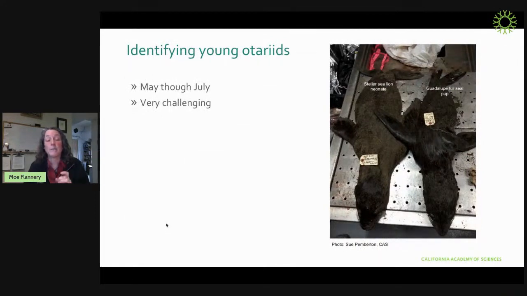We call them the hell months in the San Francisco Bay Area. From May to July, we can get pup Steller sea lions, 1-year-old and pup California sea lions, Guadalupe fur seals, and sometimes a northern fur seal. So it can be very challenging when there are lots of young animals coming through in the summertime.